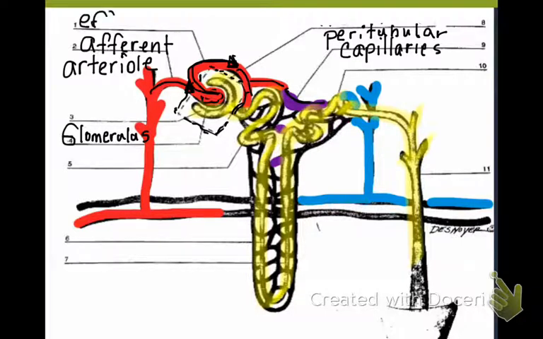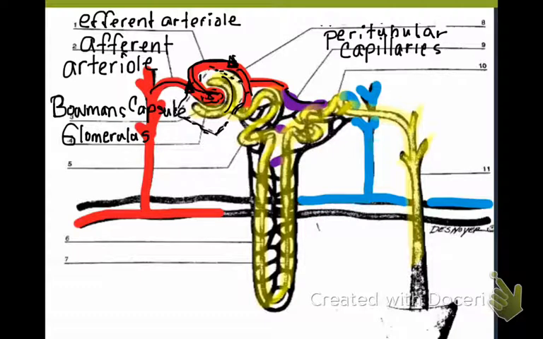Number one is the efferent arteriole. Sorry, for those of you watching at home, I did make a mistake. Number 8 is referring to the entire apparatus, which is the cup in yellow and the glomerulus. The cup in yellow is called Bowman's capsule. And the Bowman's capsule plus the glomerulus together is the renal corpuscle.